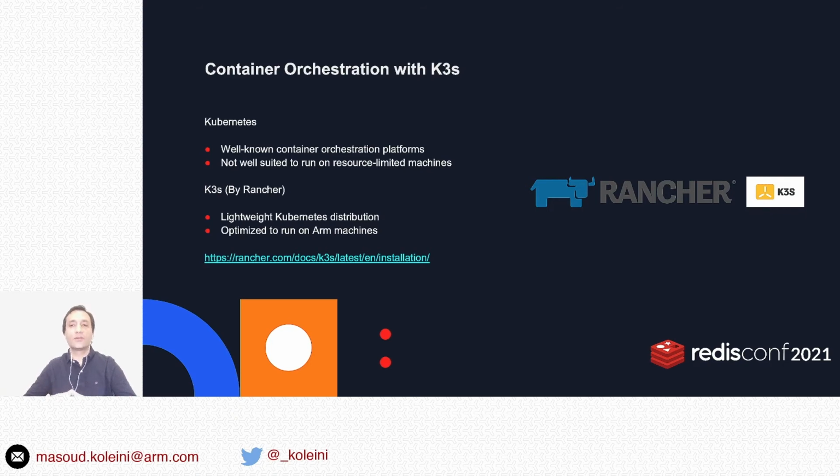Kubernetes is a well-known container orchestration platform. Native Kubernetes is a bit heavy to run on resource-constrained devices. We use K3s in our case study, which is developed by Rancher and is a lightweight distribution of Kubernetes that is optimized to run on Arm machines. The installation, configuration, and uninstallation of K3s is very simple, and you can find more about it if you go through the link on the slide.